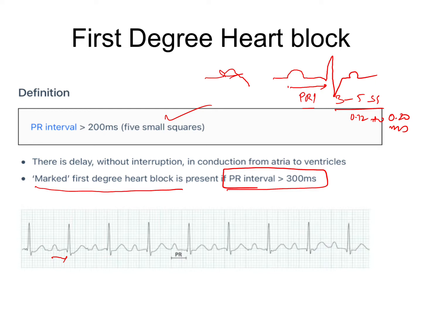But here, what we see is that for every P wave, there is a QRS complex. Only the PR interval is prolonged, that is more than 5 small squares. Whenever we get such an ECG finding, we should say it is a first degree heart block. P wave will be there, QRS will be there, every QRS will be followed by the P wave. The only defect will be the prolonged PR interval.